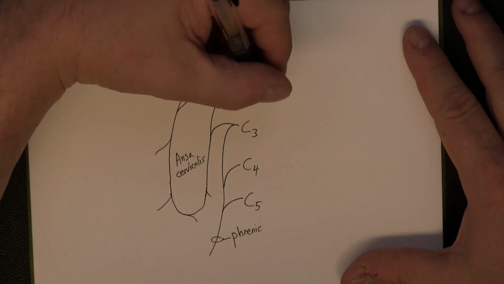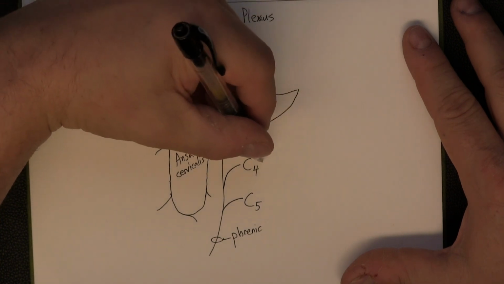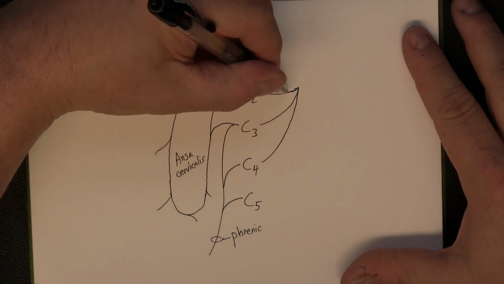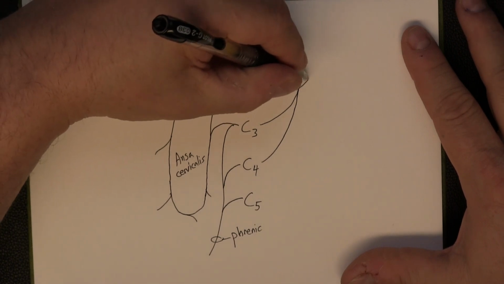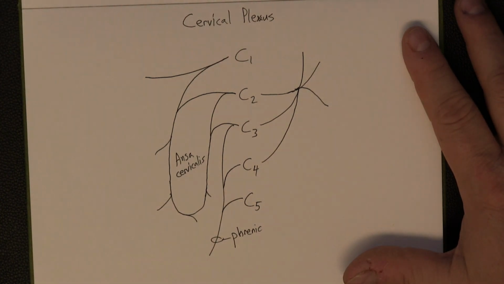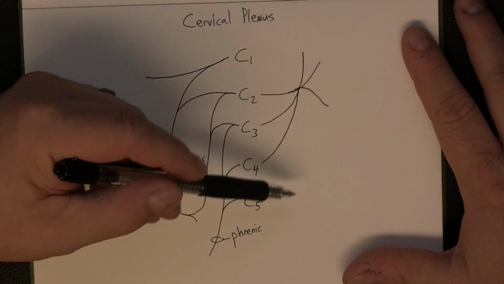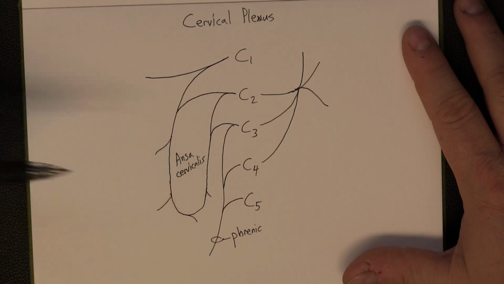Then we have some other branches coming from C2, C3, and C4. And these are fairly complicated, and we're not going to worry about those right now. However, they are going to contribute multiple cutaneous nerves that are going to innervate the posterior scalp, the area of the ear, the auricle of the ear, the outside, as well as the neck. So we have sensory nerves going off of these levels too from the cervical plexus, motor to the infrahyoid muscles, and motor to the diaphragm.